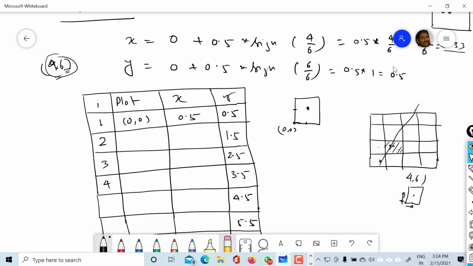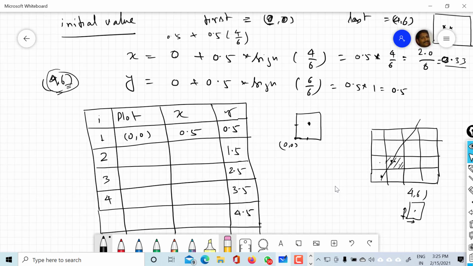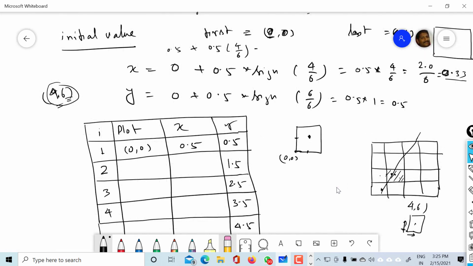We have got the next value as 0.5, so we will put 0.5 in the place of 0 here, plus 0.5, and here sine of 4 upon 6. So we will multiply 4 upon 6 once again for the next value. What will be the next value here? 0.5 upon 4. So its value will be 0.5 plus 0.33 again.